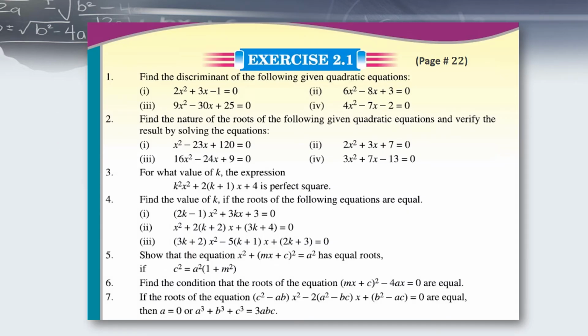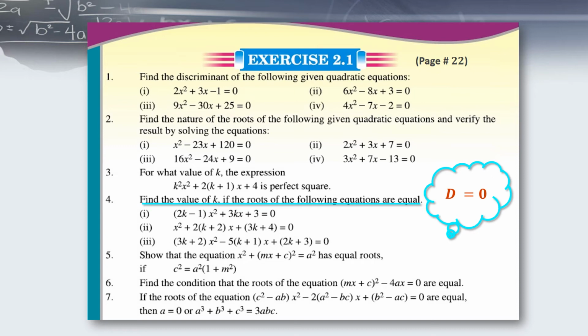The question number 4 is just like question number 3. Here you have to find the value of k, the unknown constant, when the roots are equal. We know that for equal roots, the discriminant is equal to 0. So just find the discriminant and put its value equal to 0. Solve further to get the value or the values of k exactly like question number 3.